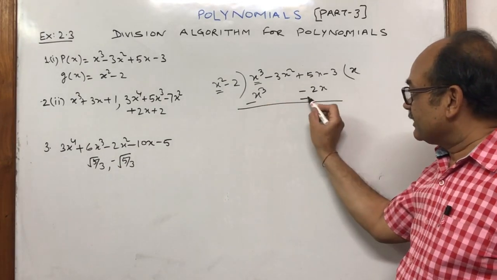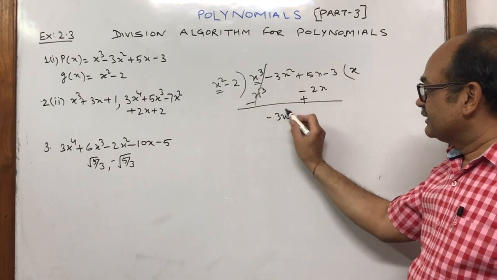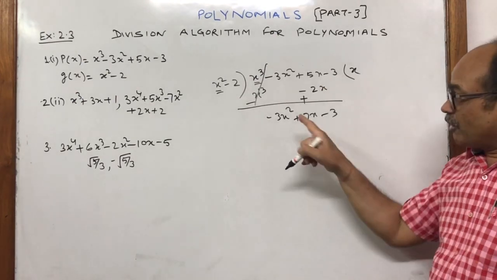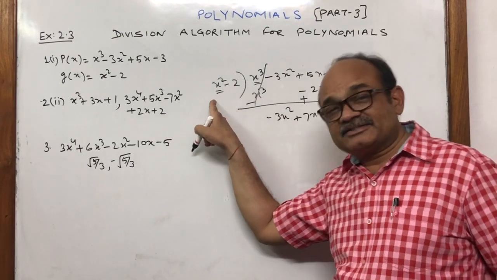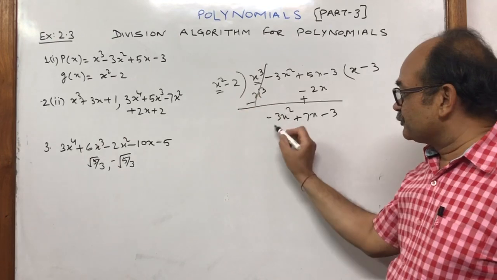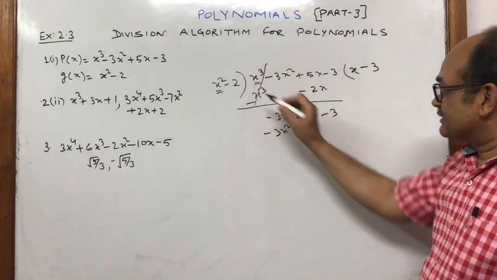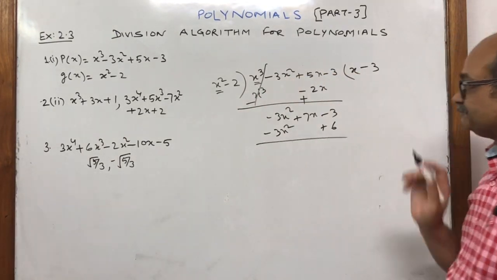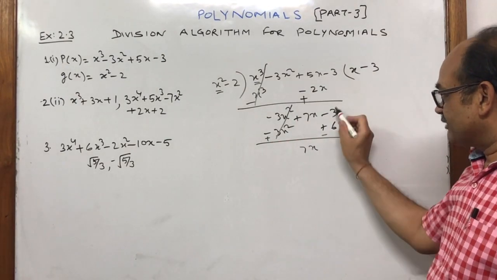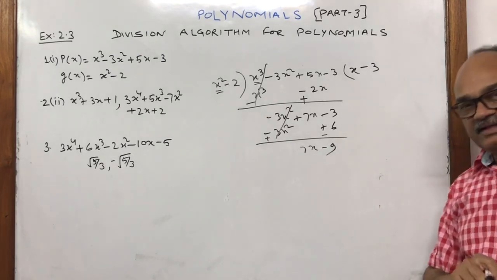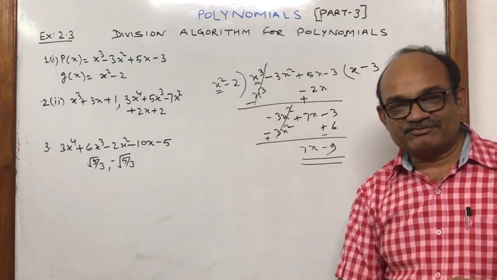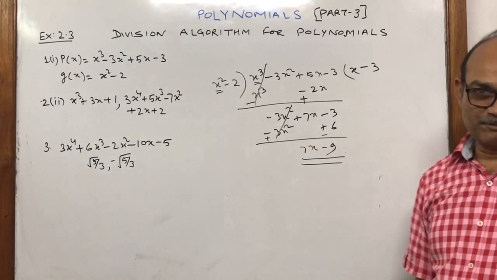Now subtract. What we are getting? 3x square and 7x and minus 3. Now we need minus 3x square, but we have already x square. It means minus 3. So minus 3 into x square, minus 3x square, minus 3 into minus 2, plus 6. Again subtract. What we are getting? 7x minus 9. So this 7x minus 9 degree is now less than degree of Gx. Hence we have to stop.